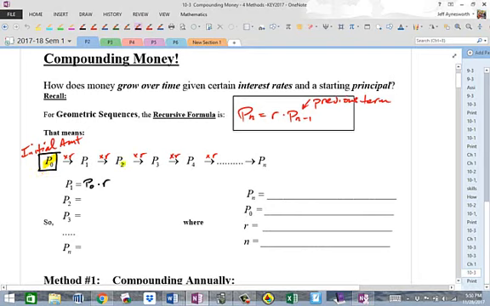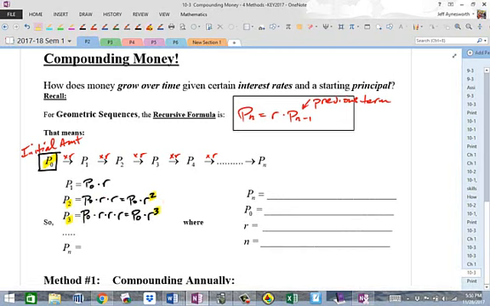Looking at p sub 2, we can go all the way back in time to p sub 0 and multiply by r and then r again. So we multiply r twice. We take p sub 0, the initial amount, times r times r, and r times r is r squared, so we get p sub 0 times r squared. Then p sub 3 can be found by going back to p sub 0 and multiplying by r three times in a row, which is p sub 0 times r cubed. If you look closely, the subscript matches your exponent.